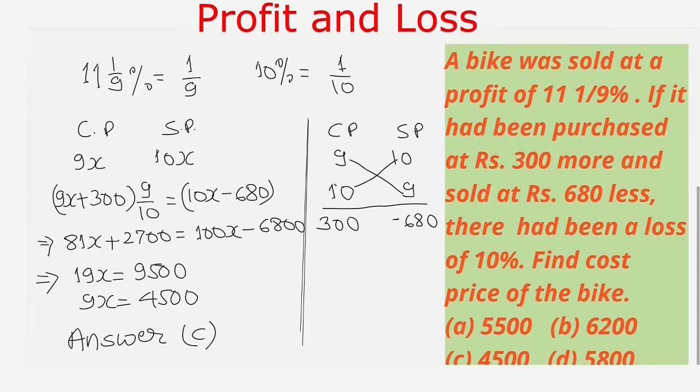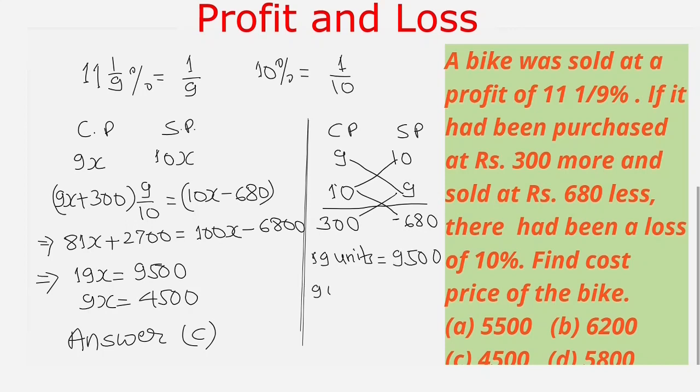So 100 minus 81 is 19 units, equal to 9 times 300 minus 10 times minus 680. That is, 9 times 300 is 2700, minus 680 multiplied by 10 is 6800. So 2700 plus 6800 comes out to be 9500.